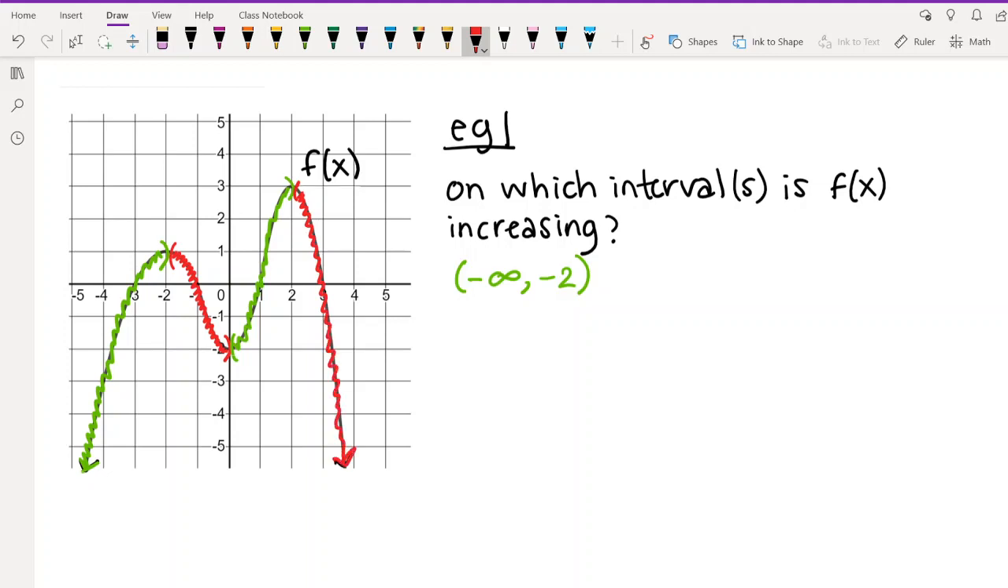Okay, so we already said the first interval. So the second interval where it's increasing is going to be from x is equal to 0 until x is equal to 2.